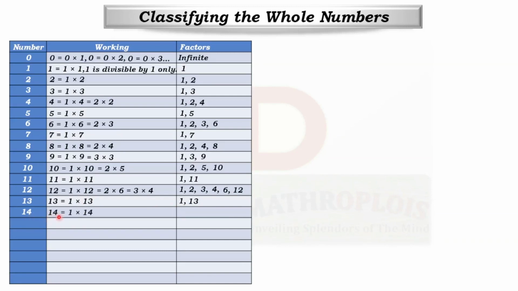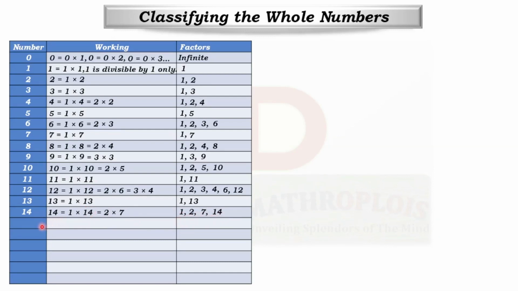1 multiplied by 14 is equal to 14. 2 multiplied by 7 is equal to 14. And there isn't any other factor of 14. In this case, first factor is 1, second factor is 2, third factor is 7, fourth factor is 14 itself. So 14 has a total of 4 factors. It means 14 has more than 2 factors.